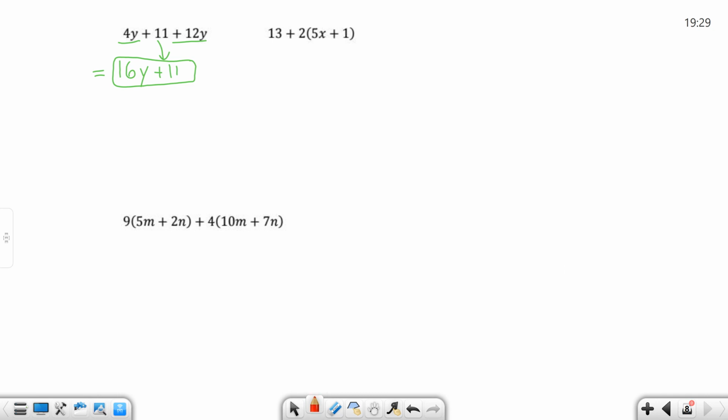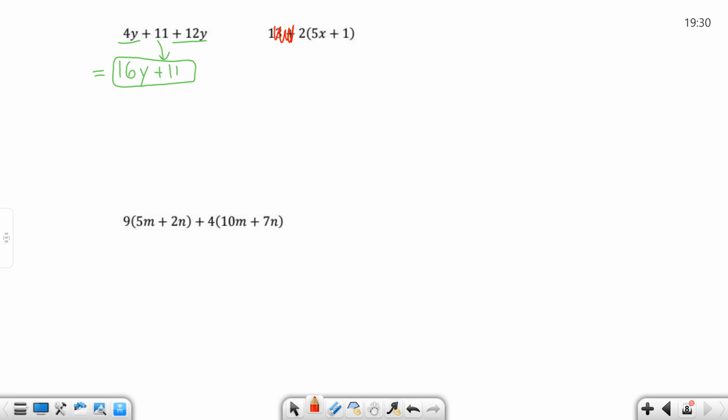And the next one, 13 plus 2, and then open parentheses, 5x plus 1. This one, we're upping the ante a little bit, okay? And we're going to get more into this later with order of operations. But here, what do I do first? Remember, I got to multiply before I add.